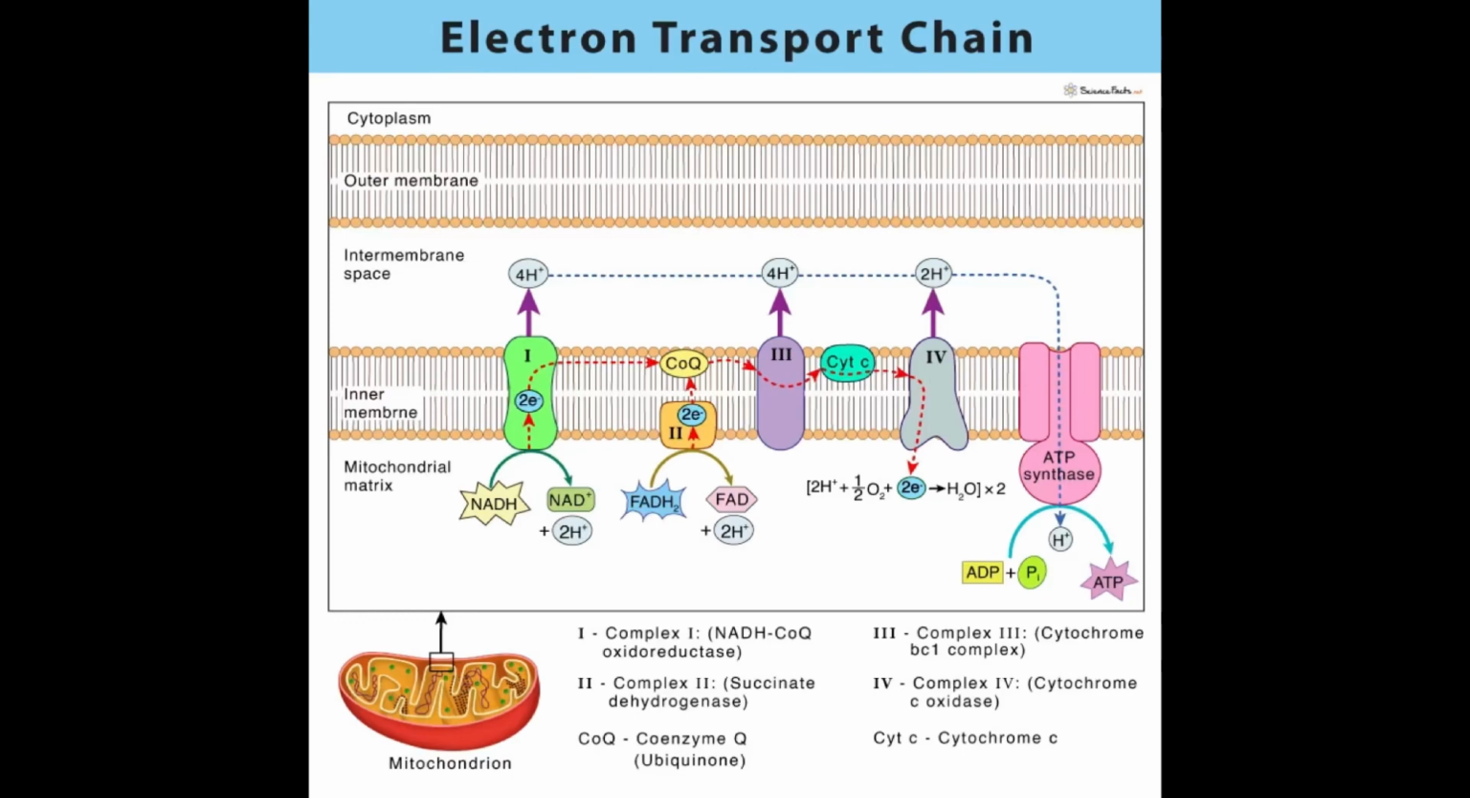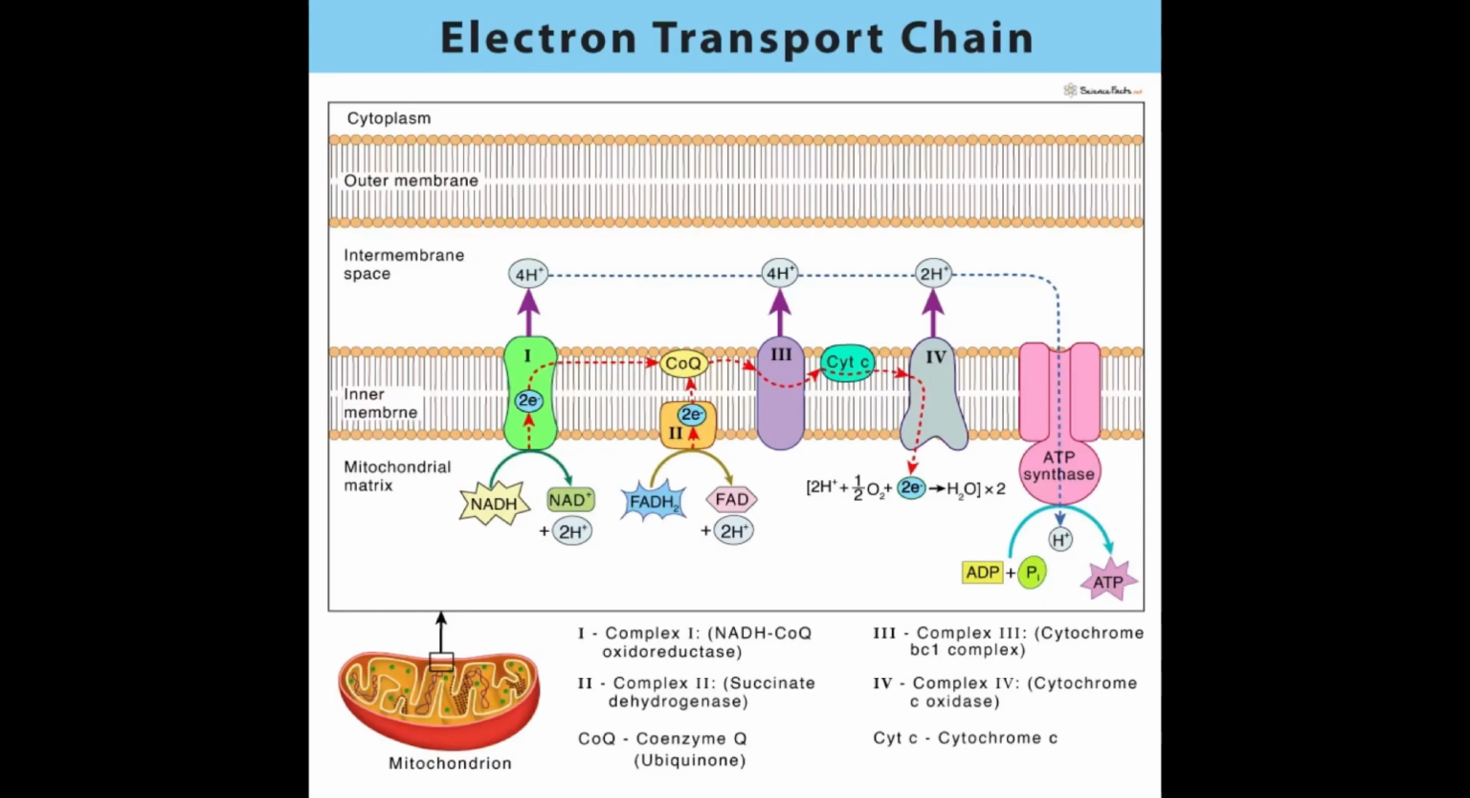Complex 2, succinate dehydrogenase. Complex 2 is also involved in the electron transport chain, although its primary role is in the Krebs cycle, where it oxidizes succinate to fumarate and transfers electrons to coenzyme Q. Electrons from FADH2 generated in the Krebs cycle enter the electron transport chain directly through complex 2, bypassing complex 1.